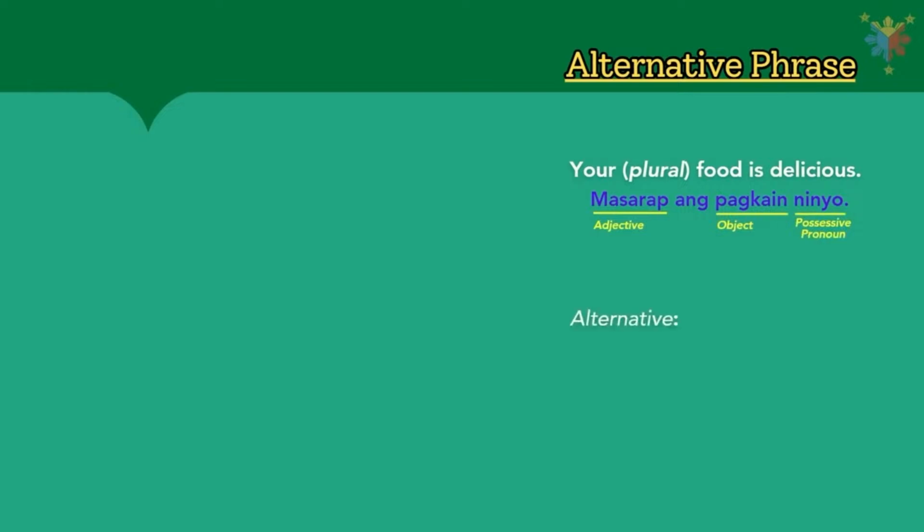However, you could switch it up and say, ang pagkain ninyo ay masarap. That also means your food is delicious. Now the object is at the beginning, then it's the possessive pronoun, then it's the adjective. So there is a change in the grammar structure here. And now you are using this word ay, which is a sentence connector, which means is. So ang in this phrase means is, but when you're switching it up, ay is the connector here.